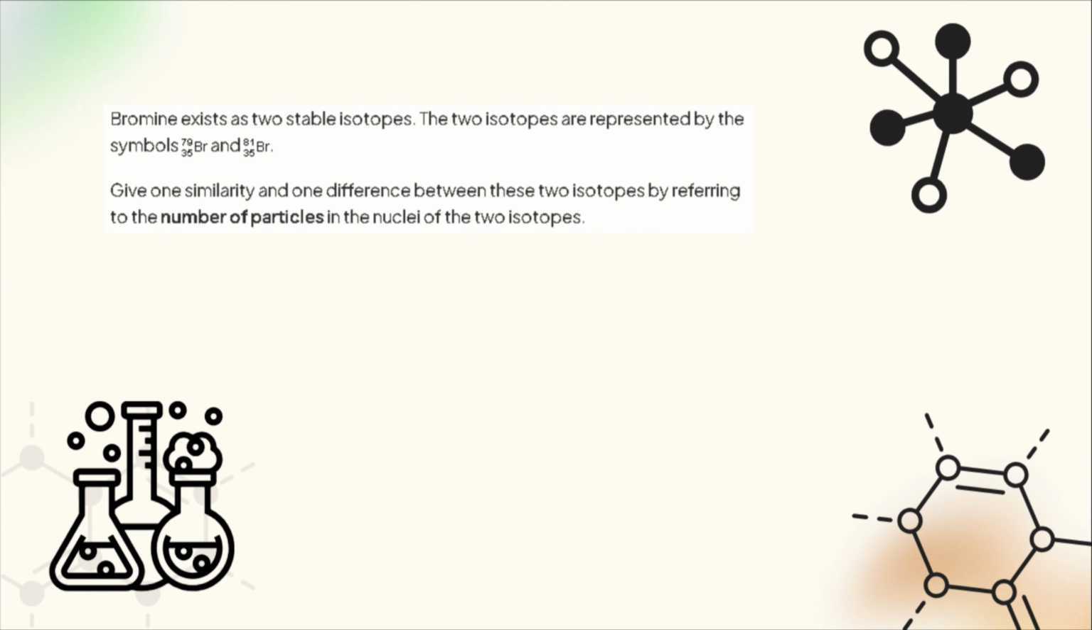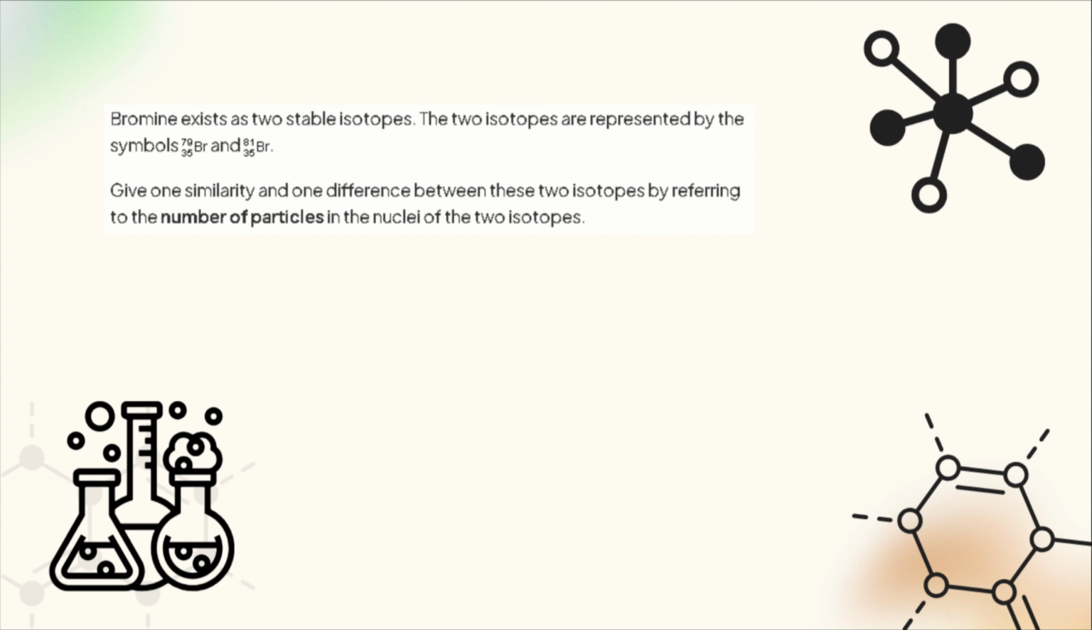Bromine exists as 2 stable isotopes. The 2 isotopes are represented by the symbols Br-79 (atomic number 35) and Br-81 (atomic number 35). Give one similarity and one difference between these 2 isotopes by referring to the number of particles in the nuclei of the 2 isotopes. So we have to talk about the number of particles in the nuclei. In the nuclei we have protons and neutrons.